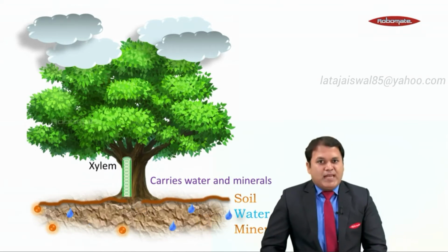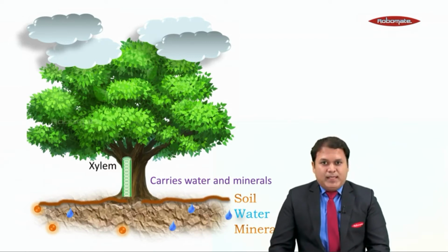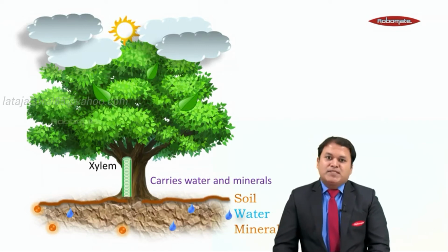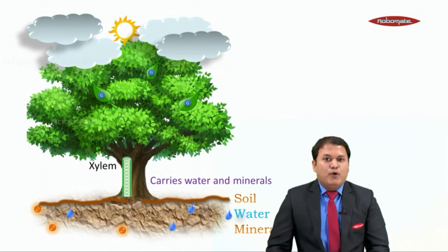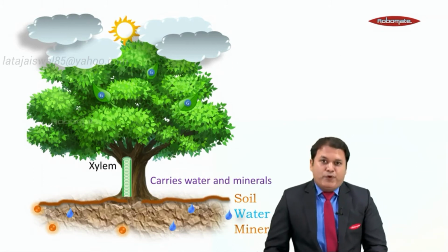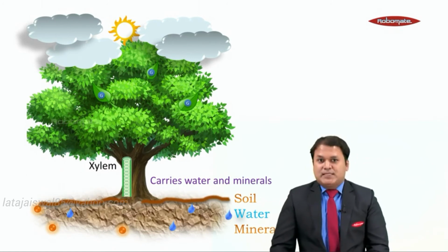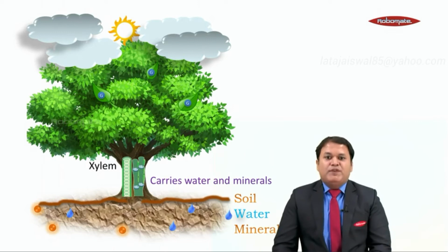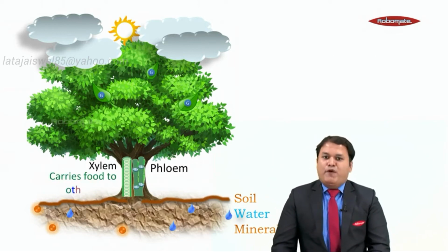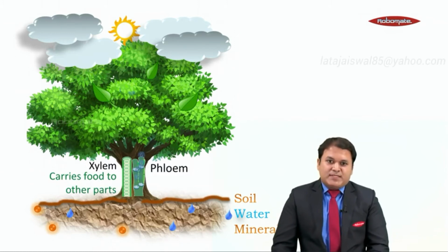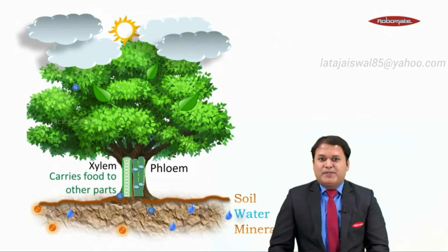Now when water and minerals reach all the parts of the plant, then in the presence of sunlight, the plant prepares food by a process called photosynthesis. And this food is prepared in the form of glucose. Now this prepared food has to be carried to all the parts of the plant. This process is done by another conducting tissue which is called phloem. So phloem is responsible for carrying food to other parts of the plant. It is the phloem which carries this glucose or food to all the parts of the plant.